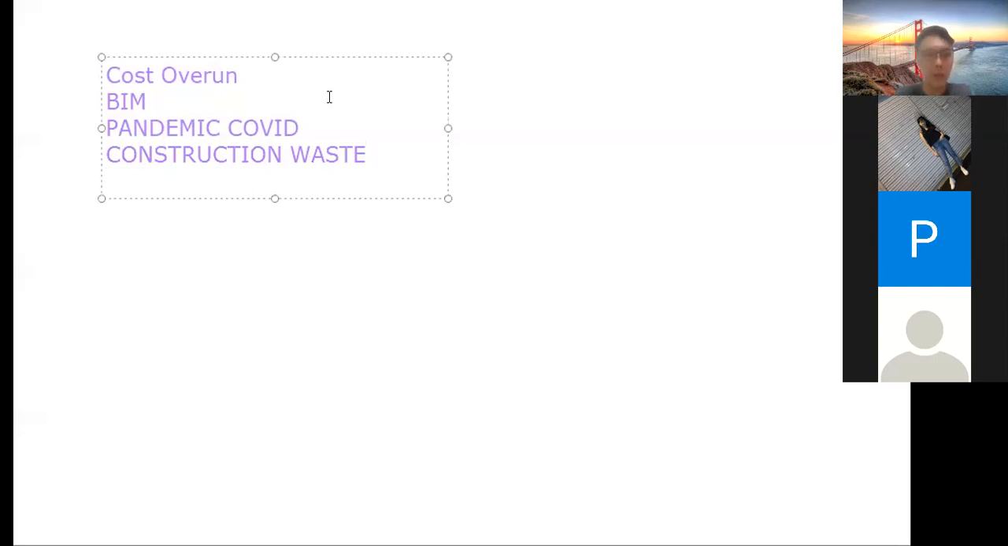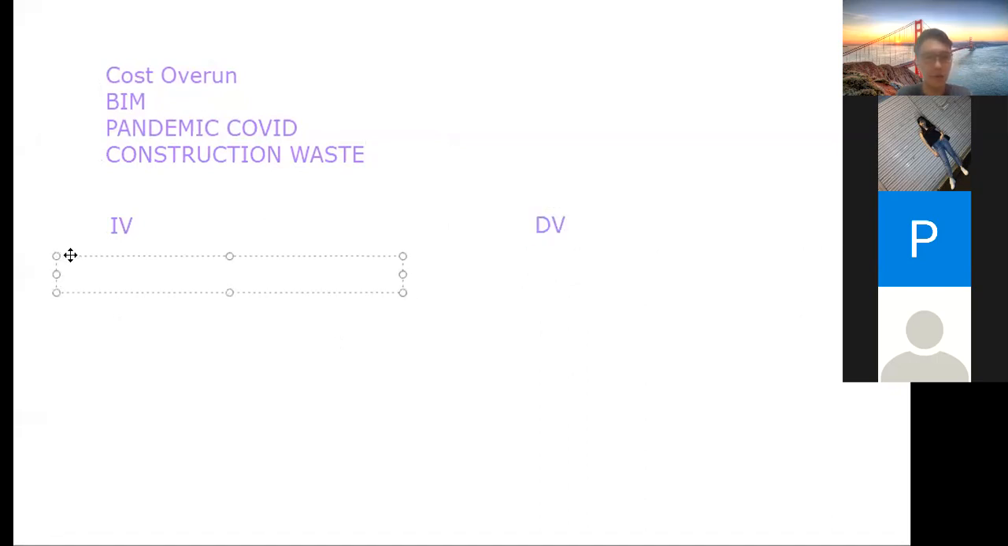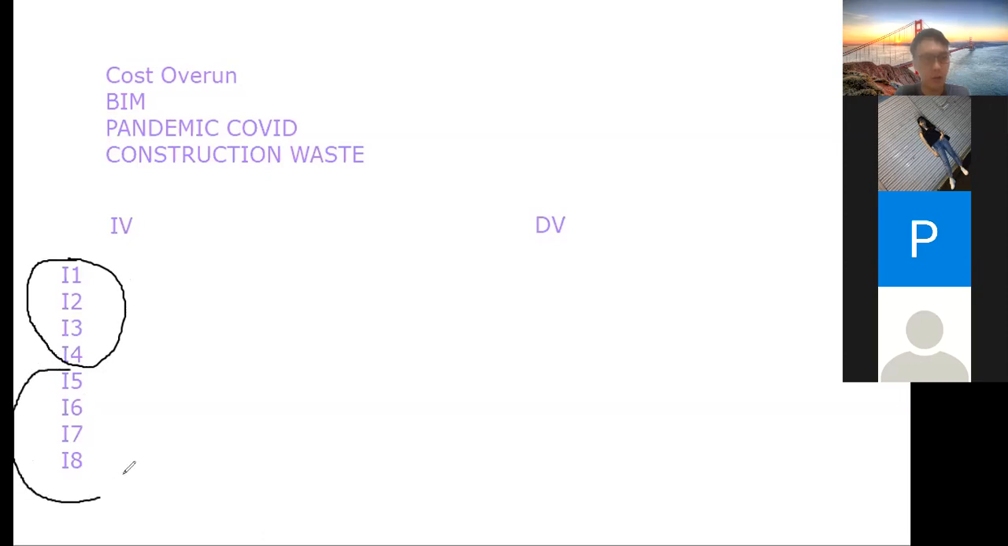So from here, I want you to follow my method to get an IV and a DV. For the IV, I ask you to list down all the factors, item 1, item 2, item 3, and the source. List them first. The more, the better. Later when you group them, at least 4 in one construct.